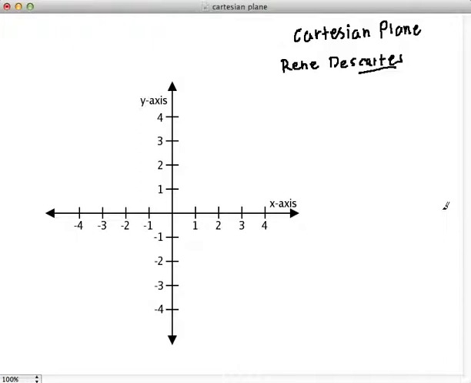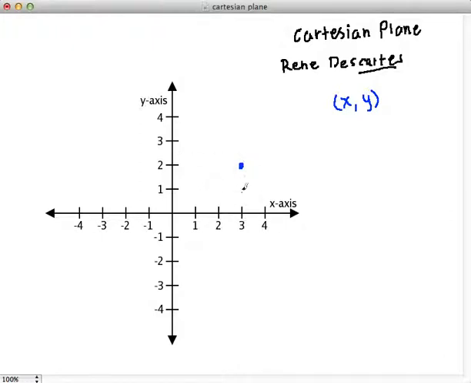Ibig sabihin yung any point on the line, say for example, itong point na to, we can describe this point using the numbers, yung coordinates ng point na to. So, in this case, we can describe it using the x. Tignan mo muna yung x niya, or yung x-axis niya kung saan siya nakatapat, and then yung y-axis niya kung saan siya nakatapat. Yun yung magiging coordinates ng point na to.